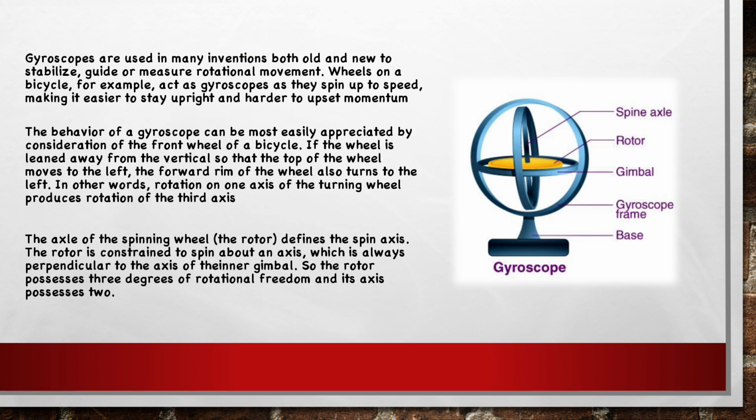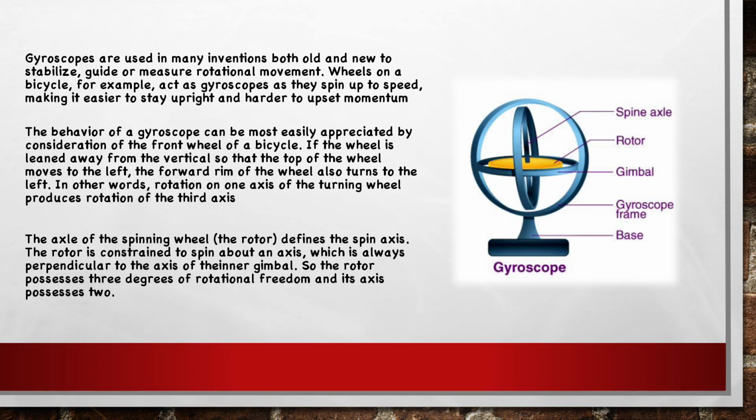Let me tell you more information about the gyroscope. Gyroscopes are used in many inventions, both old and new, to stabilize, guide, or measure rotational movement. Wheels on a bicycle, for example, act as gyroscopes as they spin up to speed, making it easier to stay upright and harder to upset momentum.